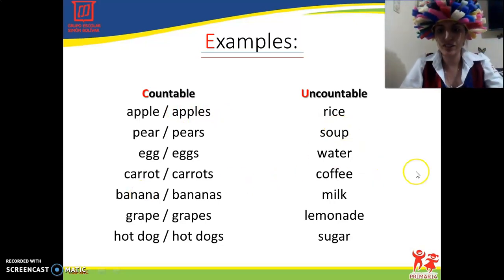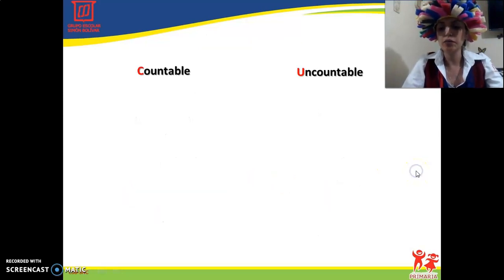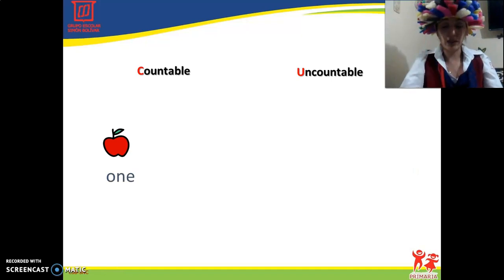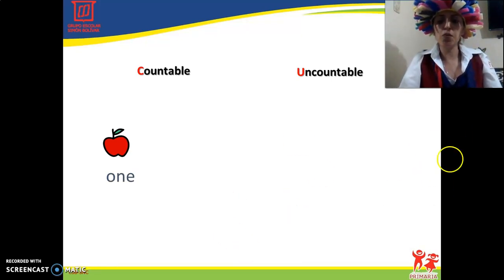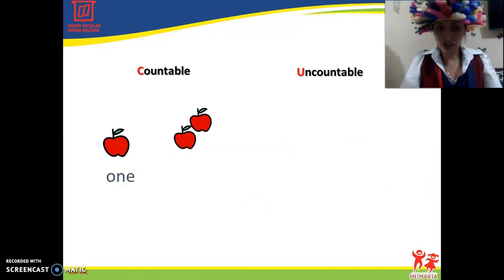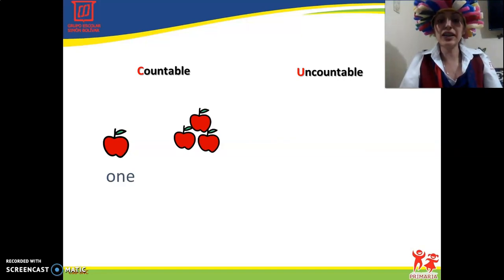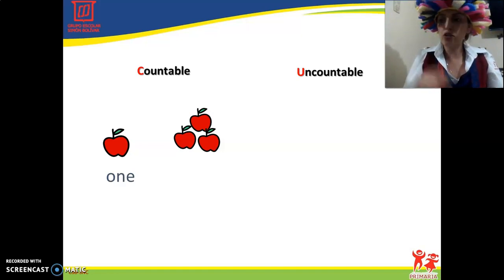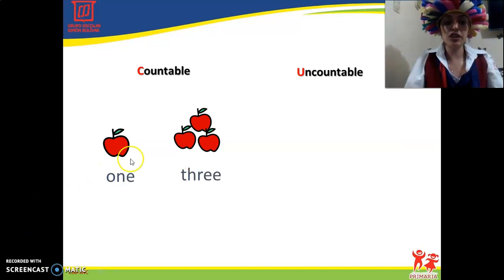Now, let's go to the next one. Here, what we're going to do, I want to show you an example of countable and uncountable. Here we have one apple. Here is an apple, one apple, okay? Countable, one apple. Now, here's one more apple. Here is another apple, okay? And here we have three apples. One apple, three apples. It's an example, okay? That you can go 2, 3, 4. An apple is for singular, and 2, 3, 4, 5 is for plural.